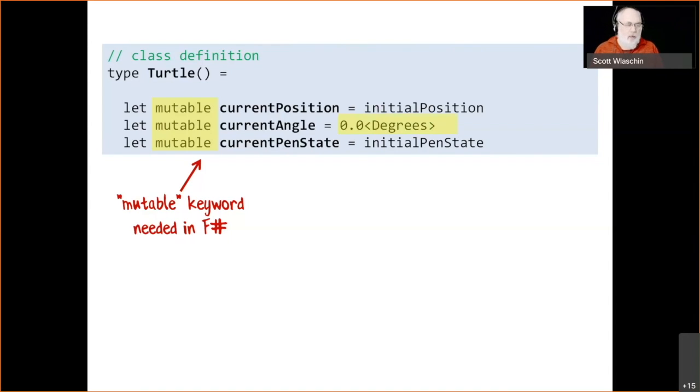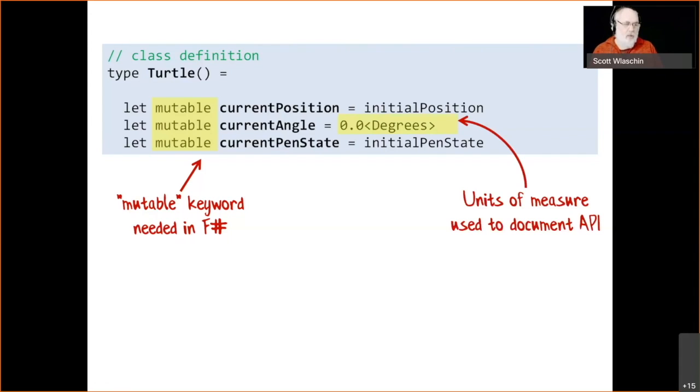The other thing I should point out is I'm using a nice F# feature called units of measure. So I'm saying here that the angle is measured in degrees rather than radians. This is a nice documentation thing, and it's also a nice type-safe thing. So I can't mix up degrees and radians accidentally in my code.